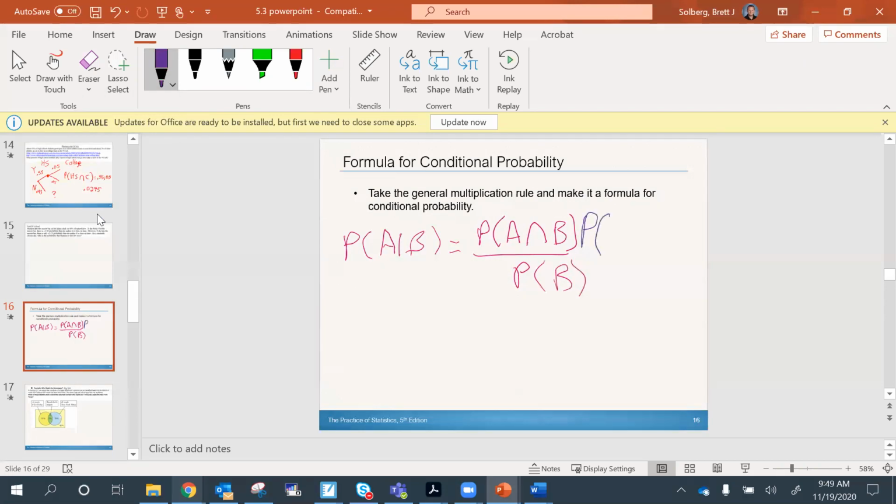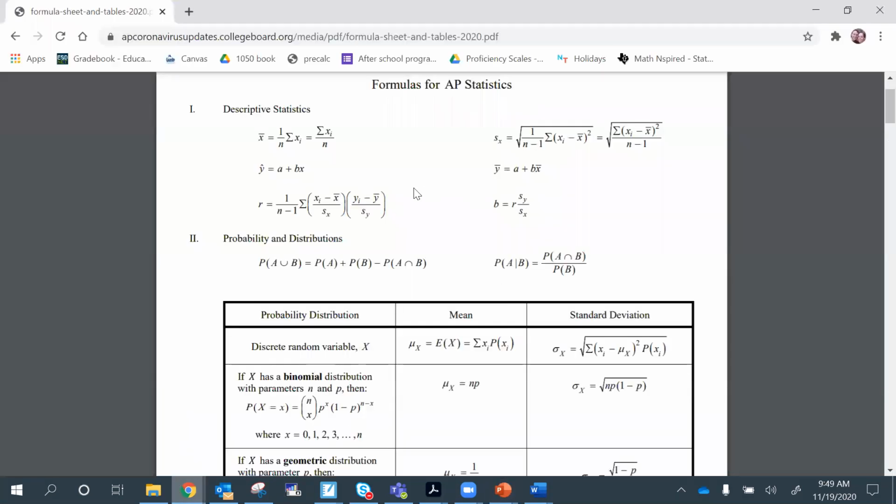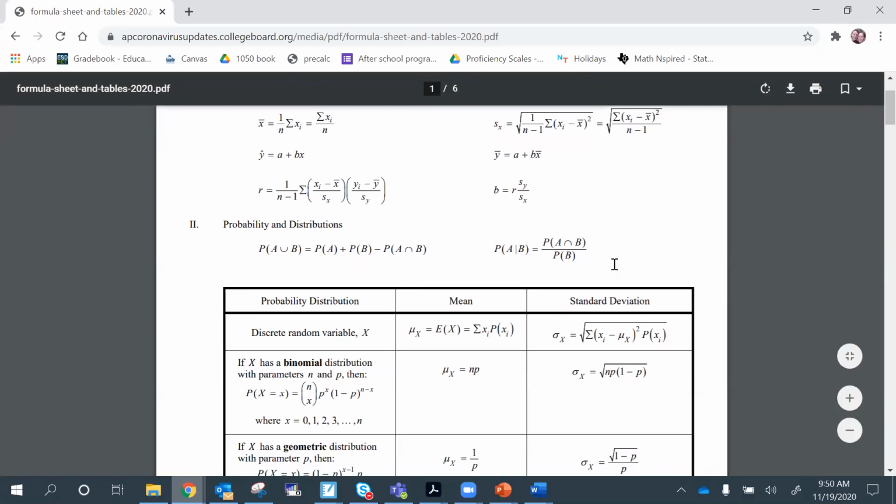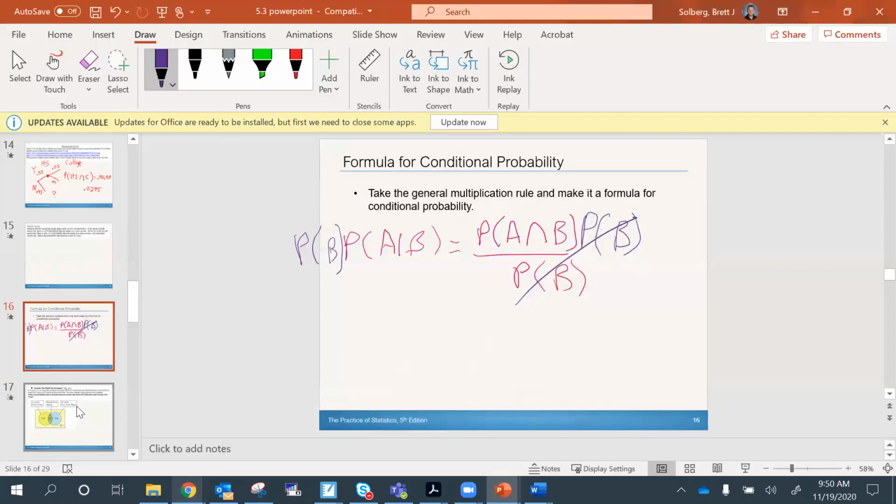If you're dividing, what's the opposite of dividing? Multiply. Yeah, thank you. And look, this is the formula for A and B. And isn't that what we just saw? That's the general multiplication rule. So you don't have to memorize it, but you can solve for it based off the formula sheet. When your formula sheet gives you one formula, really it's given you the other formula too. The probability of A and B is the probability of B times the probability of A given B, which is what we just saw. So anyway, just pointing that out to you.